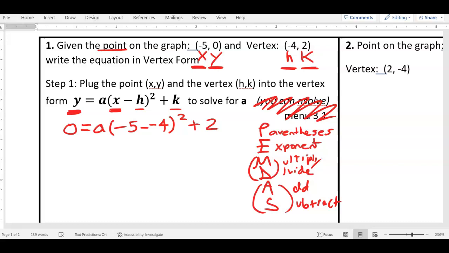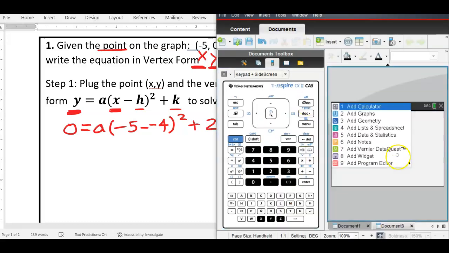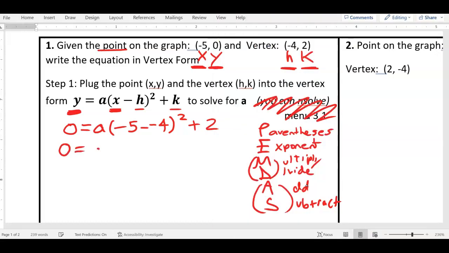Okay, so P, inside the parentheses, I see -5 minus -4. If you don't know what it is, don't sweat it. Calculator it, okay? What is -5 minus -4? -1. So let's go ahead and write this. 0 equals a(-1)² + 2. Okay, we did the P.